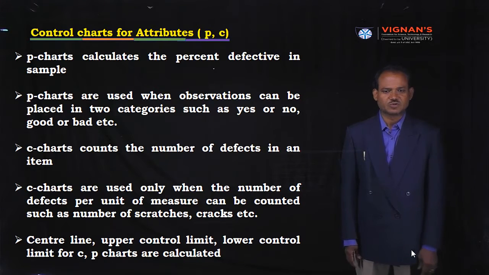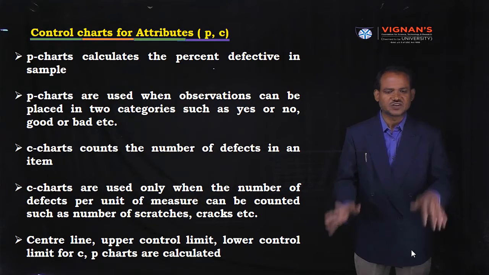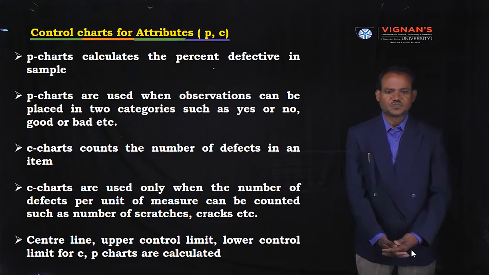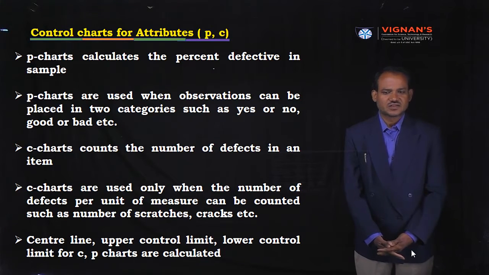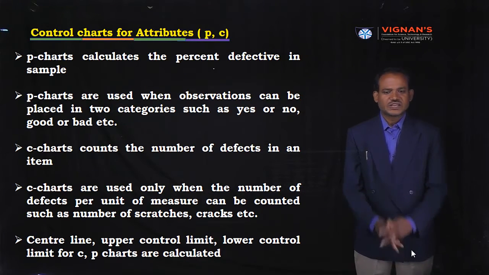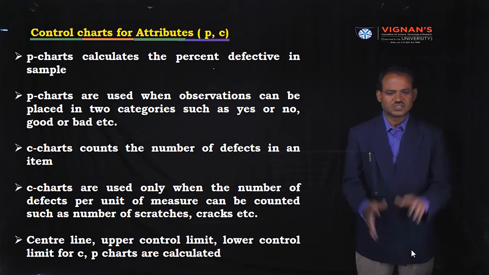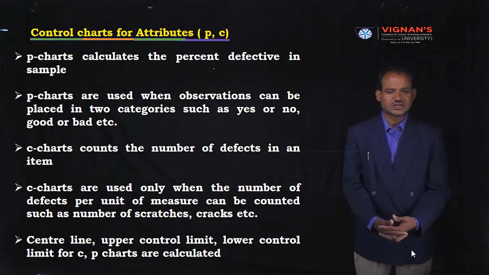Slide shows control charts for attributes. There are two types of control charts as per our syllabus. One is the P chart, the second one is the C chart. Regarding these attributes charts, some points are there. First, we can concentrate on them one by one. P charts calculate the percent defective in a sample. How much percentage of defectives is found, that we can observe from the P chart.